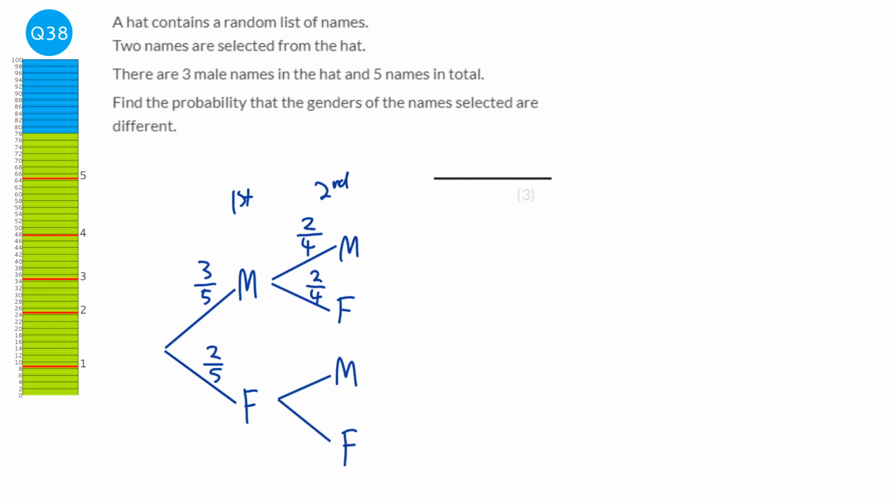If we haven't picked a female, there's still 2 females, but there's 4 left in total. If we picked a female, there'd still be 3 males and only 4 left in total, but there'd only be 1 female name left and 4 left in total.